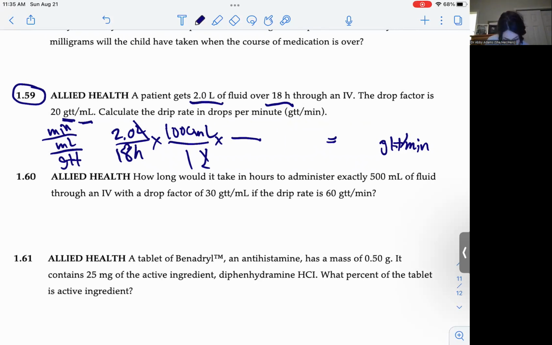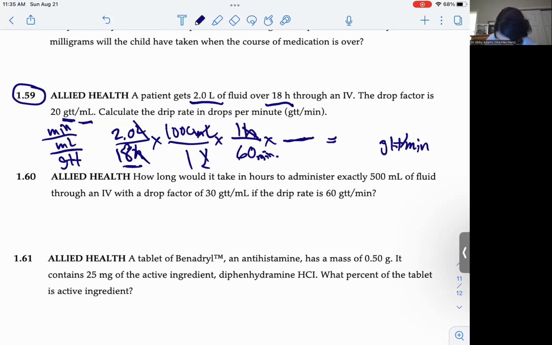So how many minutes are going to go into 18 hours? Well, basically you're going to multiply across, right? So you're going to have 1 hour up here, and you're going to have 60 minutes per hour in that denominator. Okay, so as you're doing this math, think about what it really means. Does it really make sense?